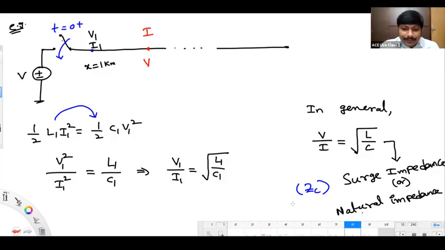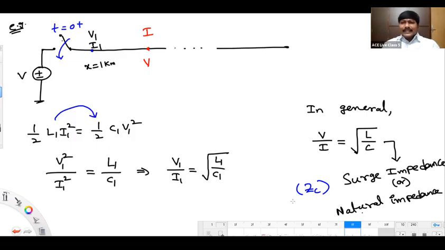All of you getting my words? Right? If L and C values are the same throughout the length of the line, meaning maybe per meter, L per meter, C per meter, then you can say that surge impedance will also be the same throughout the length of the line.